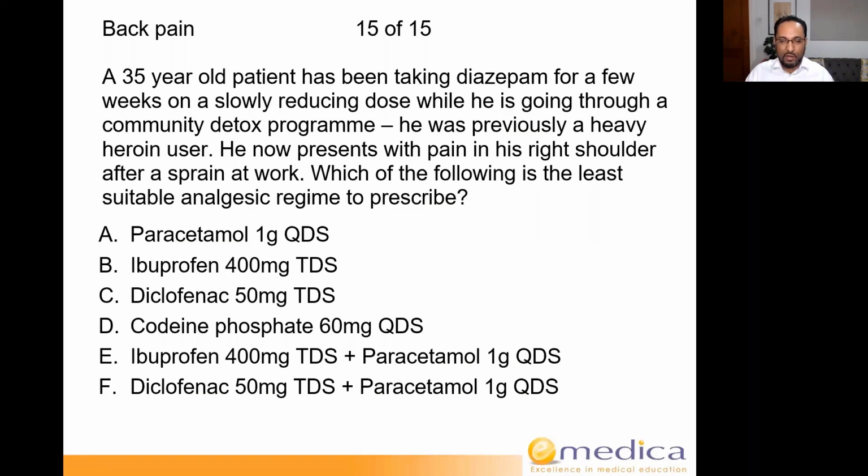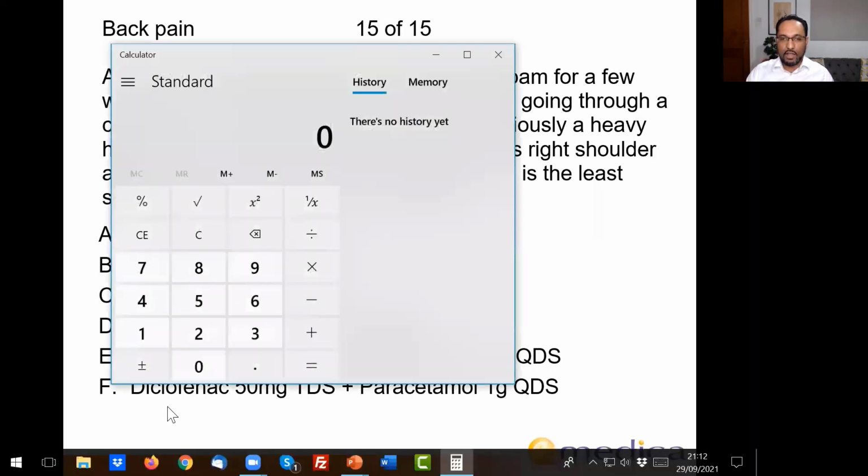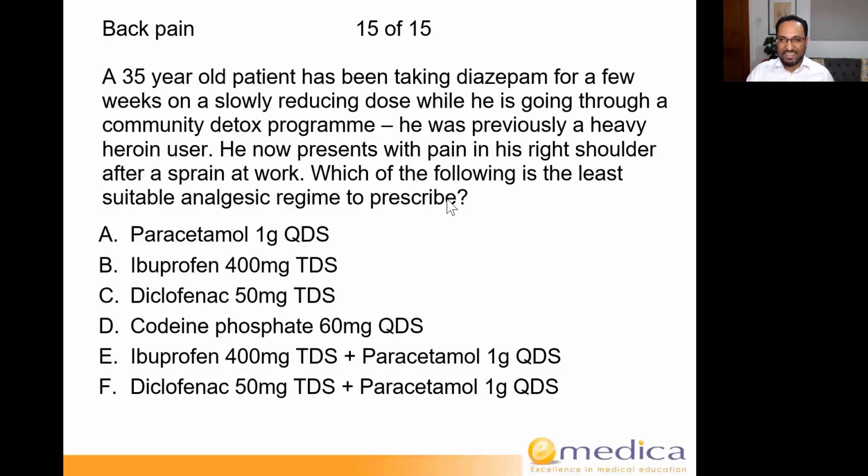While you're selecting that, a few people have asked, is there a calculator in the exam? There's an on-screen calculator. It's in the top left-hand corner. When you click it, it comes up. It's a very basic calculator. It looks like this. No scientific functions, just plus, minus, divide. All you need to do is add, divide, multiply, subtract. You don't need to do anything more complex than that for AKT, okay?